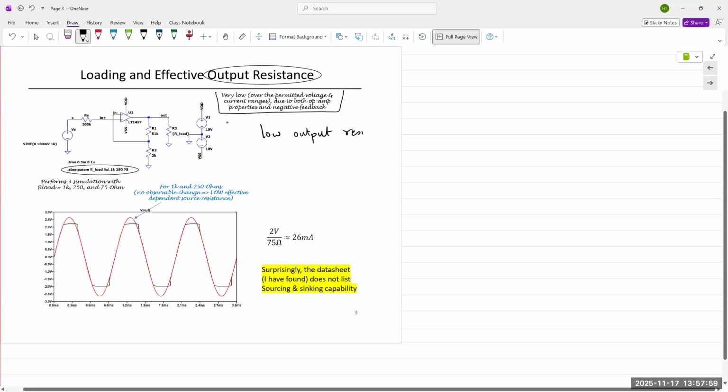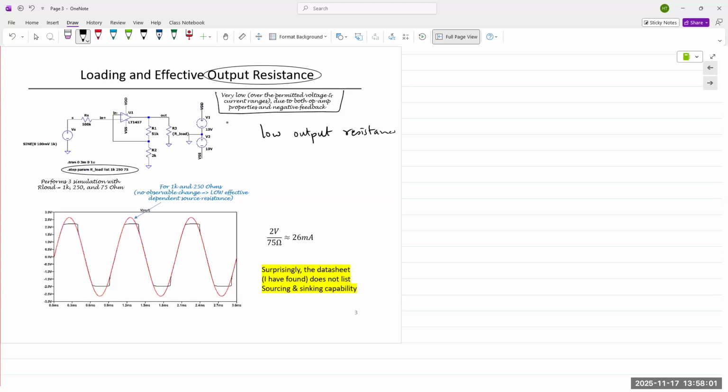Low output resistance means high output current. So it can source or sink high output current.